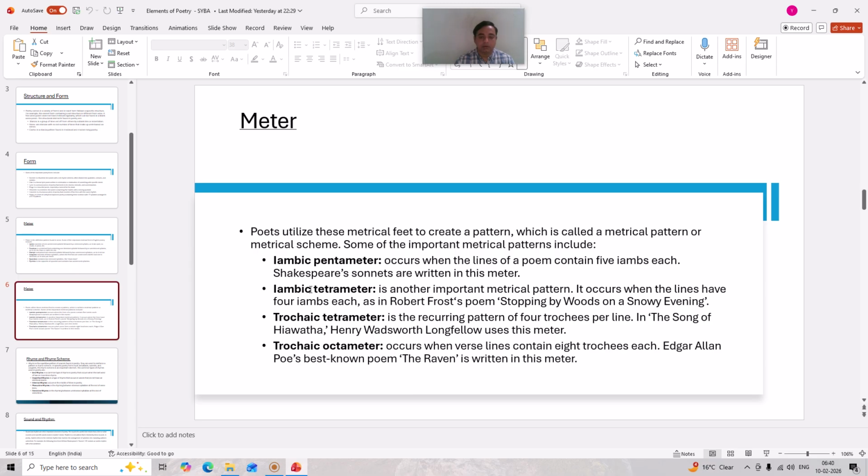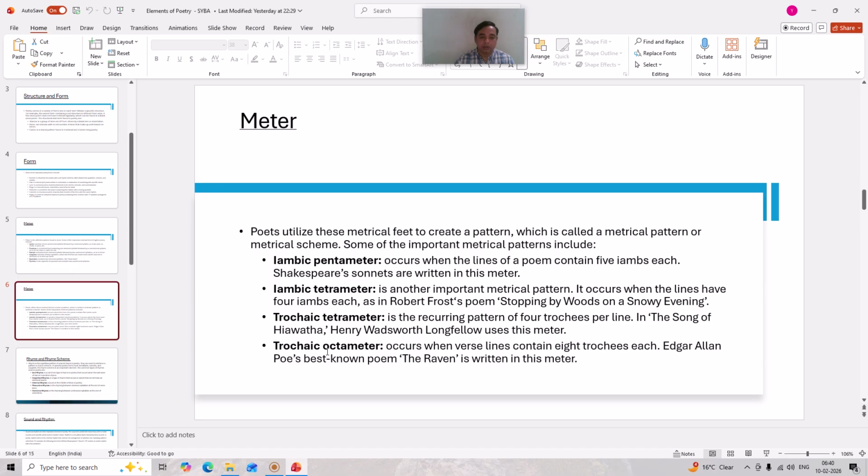Iambic tetrameter is another important metrical pattern. It occurs when the lines have 4 iambs, as in Robert Frost's poem Stopping by Woods on a Snowy Evening. Trochaic tetrameter is a recurring pattern of 4 trochees per line. In The Song of Hiawatha by Henry Wadsworth Longfellow, this metrical pattern called trochaic tetrameter is found.